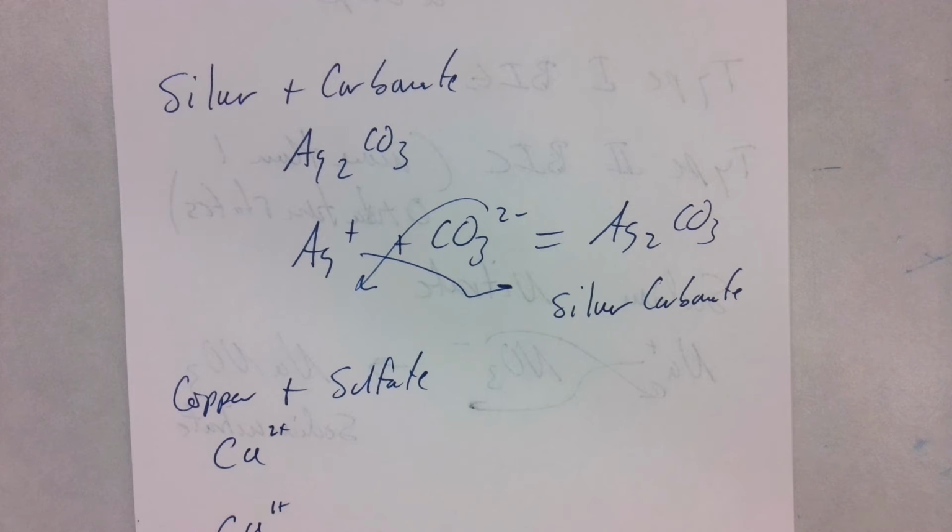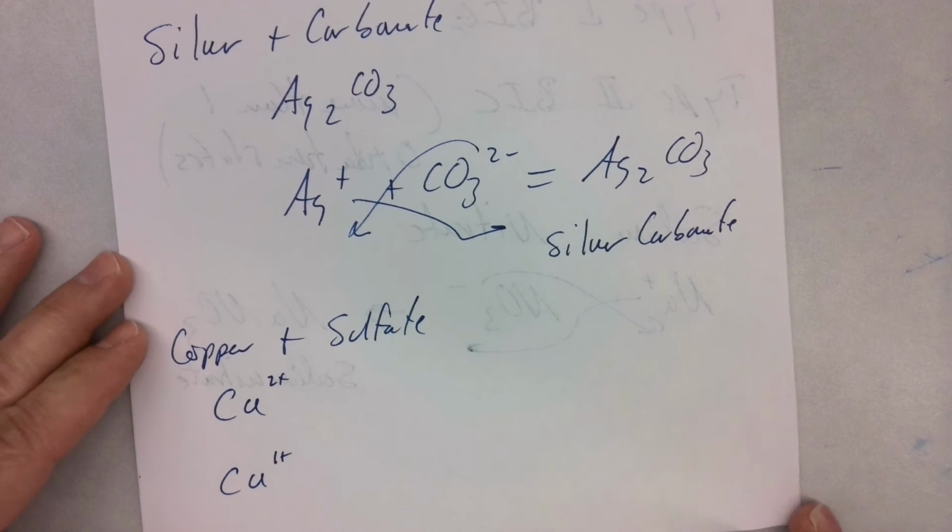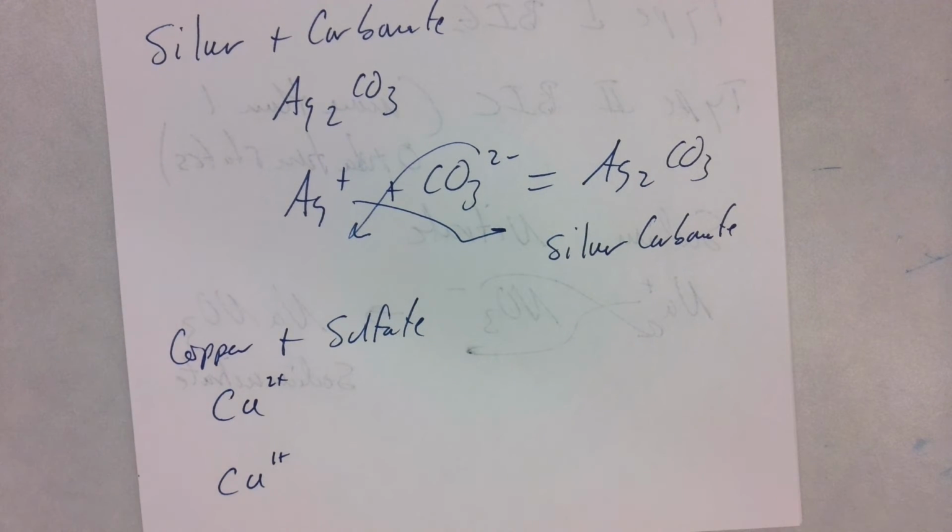So I need 4 things from you. I want 2 formulas, I want 2 names. Okay, and I need 7 hands. 2 formulas, 2 names, both for copper and sulfate.